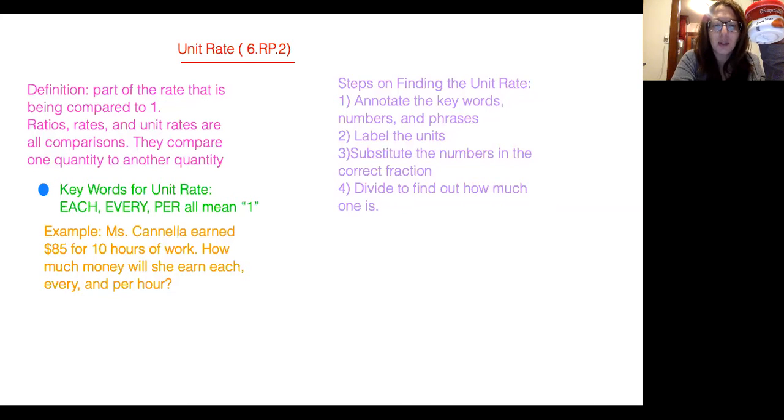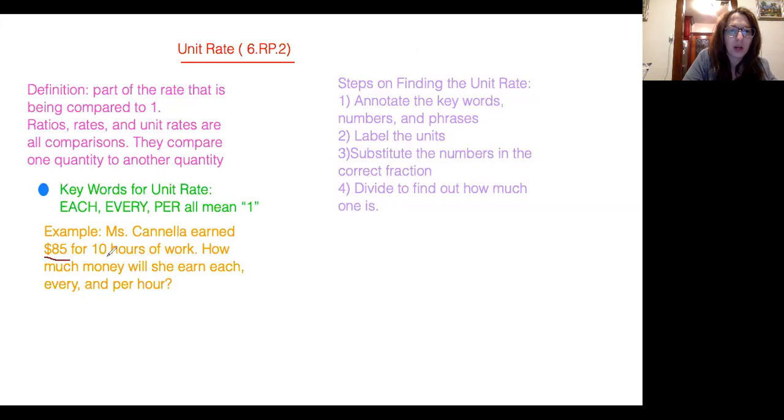So let's look at the example in orange. It says, Miss Canella earned $85 for 10 hours of work. How much money will she earn each, every, and per hour? So first off, I'm going to annotate the key words or numbers in here. I know that $85 is important. I know that we have 10 hours of work, and I want to know how much money she will earn for each, every, per hour. So right away when I see each, every, and per hour, I'm finding the unit rate.